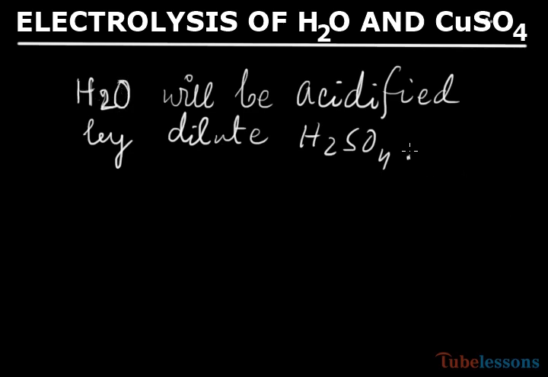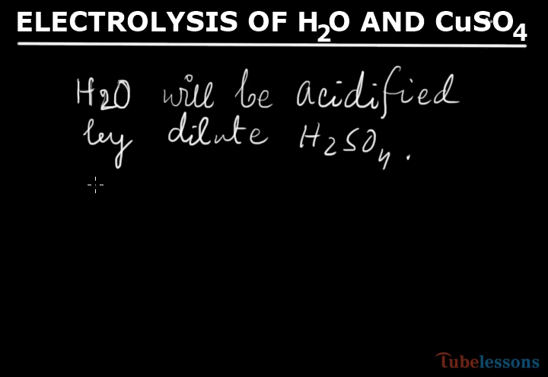When sulfuric acid is mixed with water, the acid is spontaneously ionized to form H+ ions as cations, and those ions are responsible for conduction of electric current. During flow of electric current, H2O will get ionized and electrolysis of water will take place. Now, during electrolysis of water, what happens?